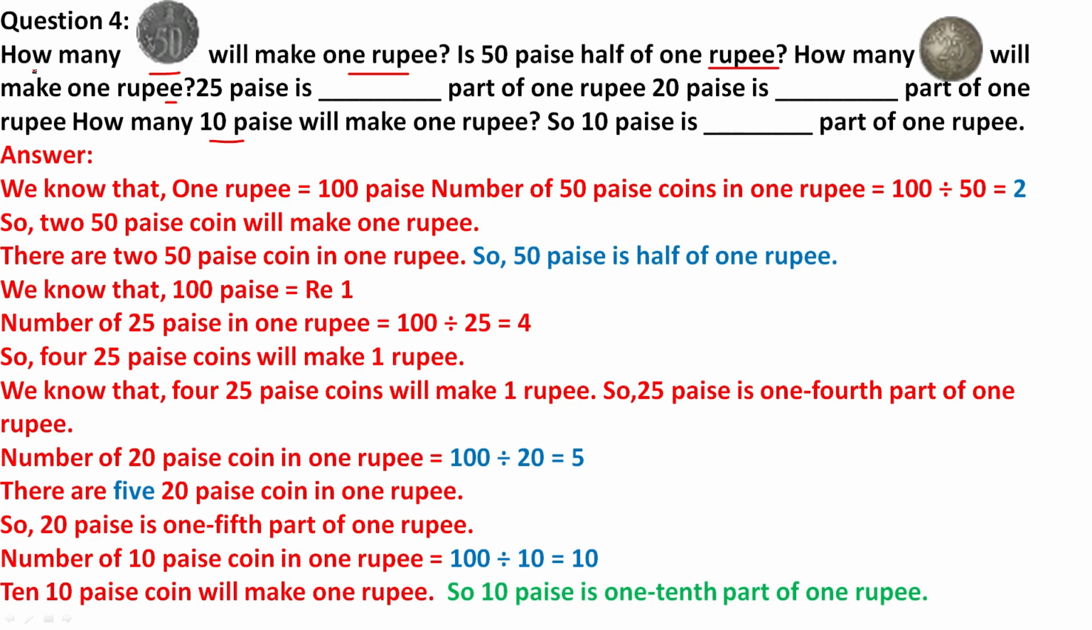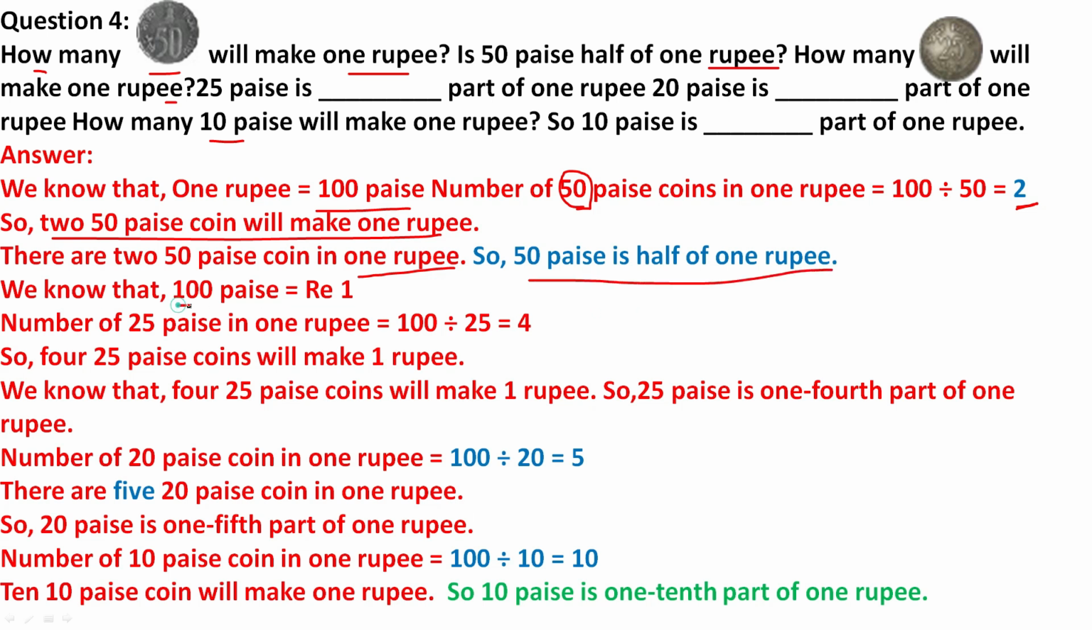Now let us discuss. First one, 1 rupee is 100 paise. Number of 50 paise in 100 paise is 2. So 2 50 paise coins will make 1 rupee. So 50 paise is half of 1 rupee.